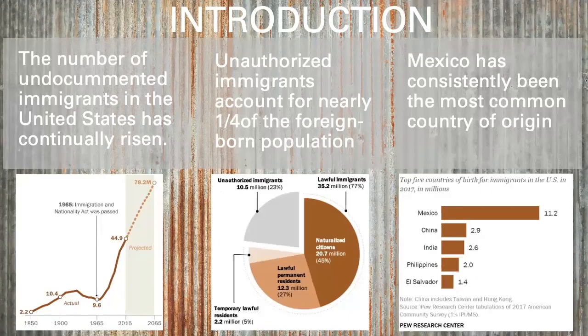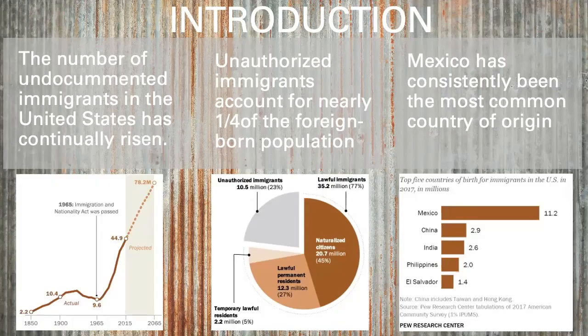The first is that the number of undocumented immigrants in the United States has continually risen since 1965. And as you can see on the graph, it rose from 9.6 million in 1965 to 4.5 million by 2015. And it is also estimated to reach 78 million by 2065 if it continues on the same trajectory.